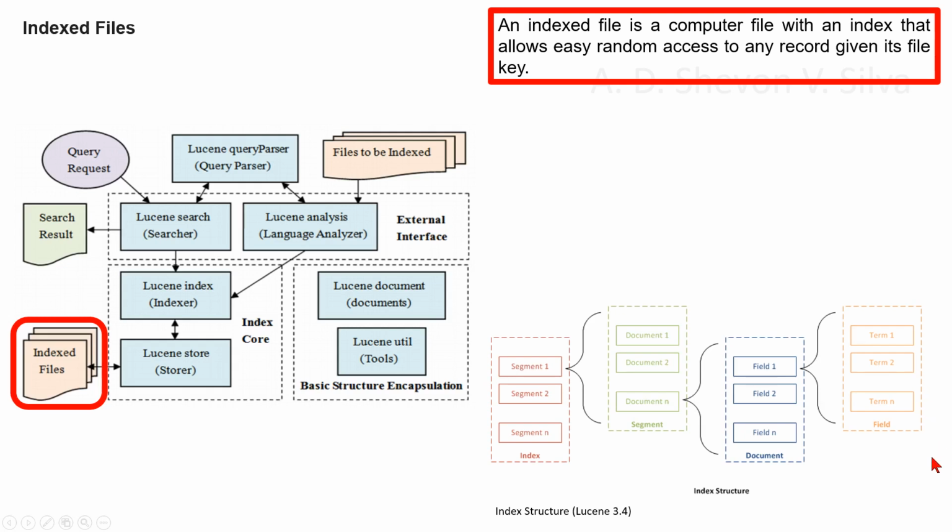Lucene uses file extensions to identify different parts of the index. Here you can see the index structure. Here we are considering Lucene 3.4. Here segments are in the index. Segments consist of documents. Documents are in segments, the fields are in a document, and the terms are in a field.